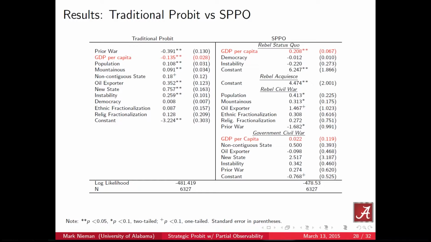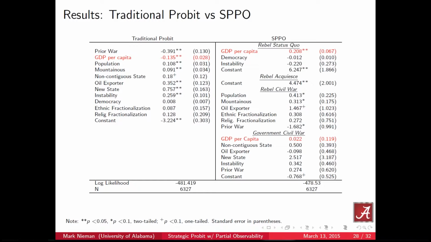And again, in the Fearon and Laitin model on the left, GDP per capita is negative and statistically significant, so it seems to have a pacifying effect overall, but we can't tell if this is due to opportunity costs or if this is due to deterrence. Using the strategic probit, we can try to separate these into a series of equations. So the first three equations are going to be the value that rebels are placing on each outcome: the status quo equation, an acquiesce equation, and the Civil War equation. And then the last equation is the government's utility for Civil War.